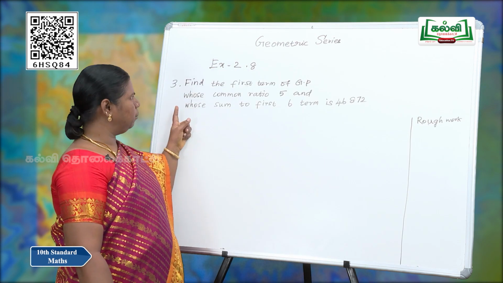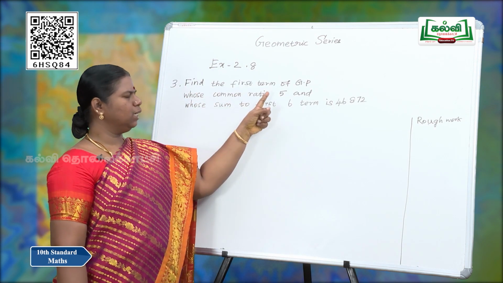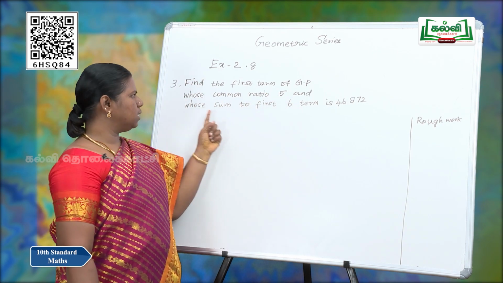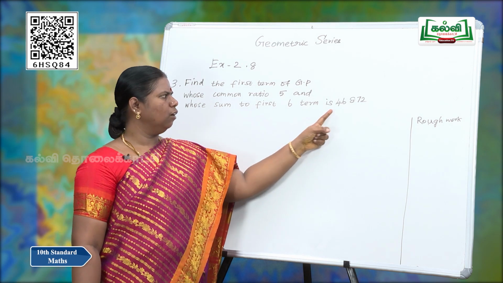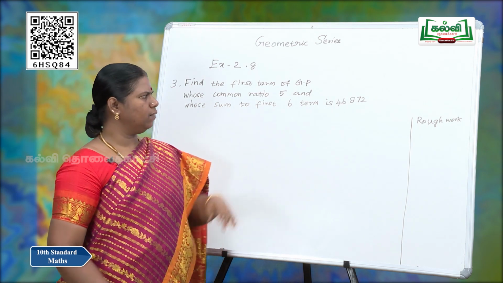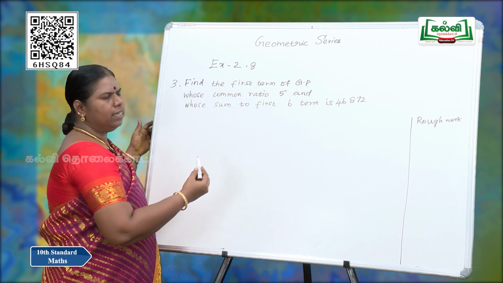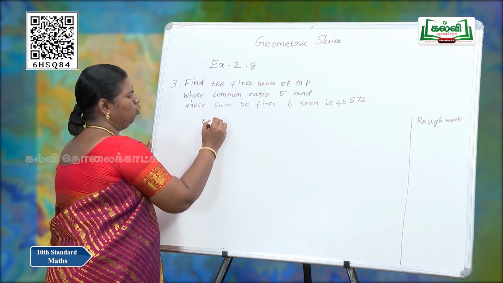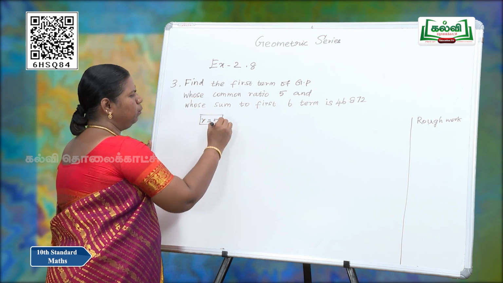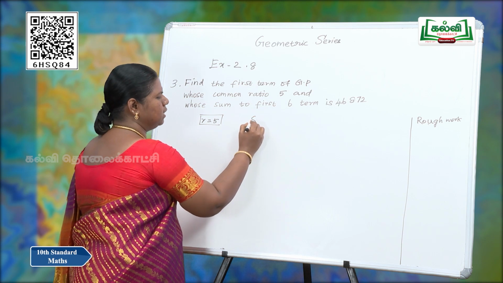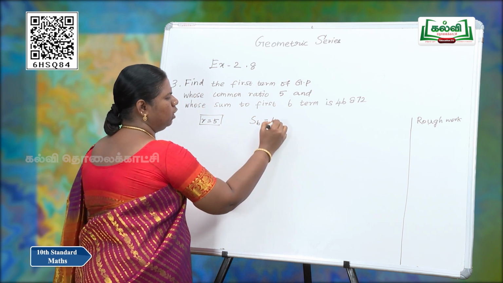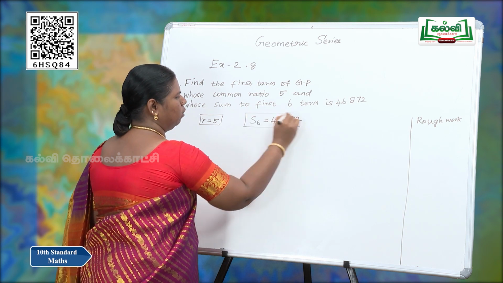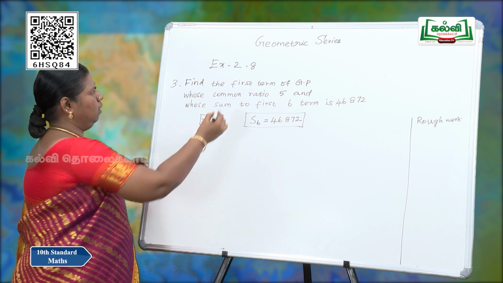The third sum is find the first term of the GP whose common ratio is 5 and whose sum of first 6 terms is 46,872. Write the given information first. The given information is R is equal to 5. Next, the sum of the first 6 terms, S6 is equal to 46,872.